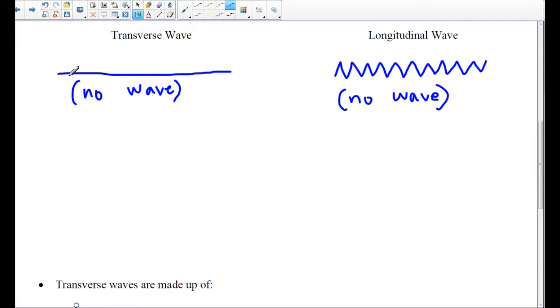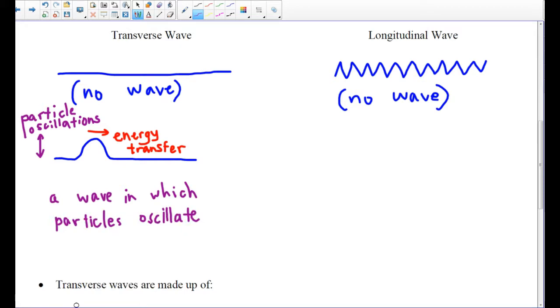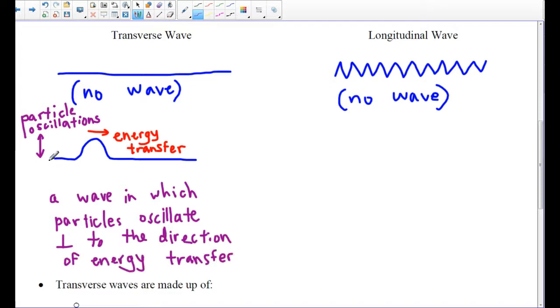Okay, so what does a pulse transverse wave look like? Something like this. How do we know? Because the particles have oscillated this way, and the energy transfer is this way. So we could define a transverse wave as a wave in which particles oscillate perpendicular to the direction of energy transfer. And we see that because the purple and the red are at right angles.